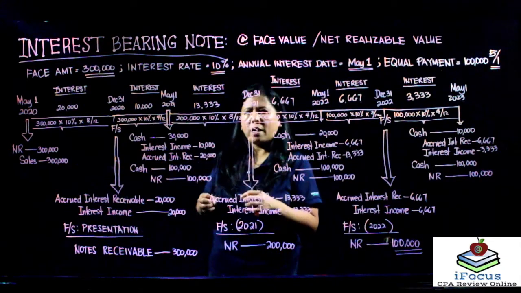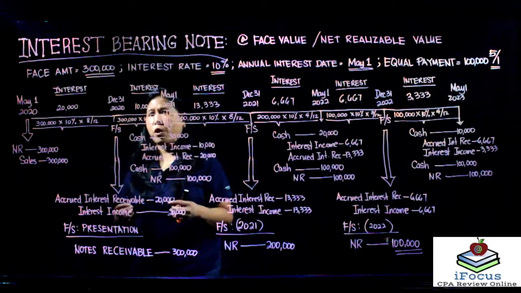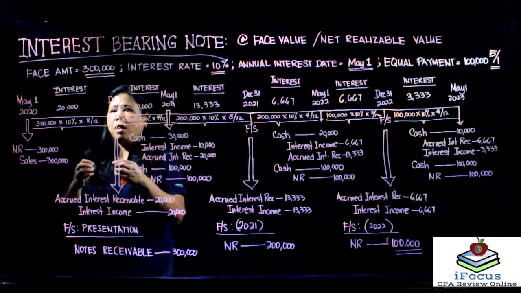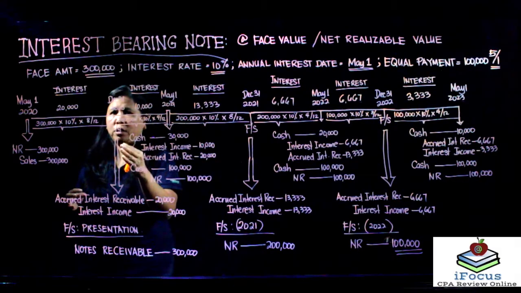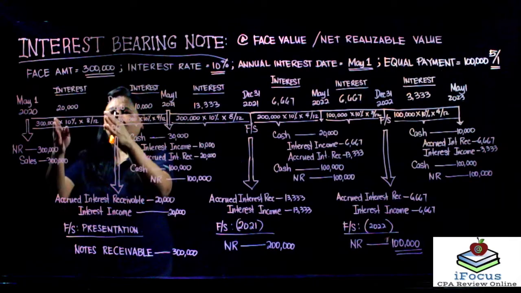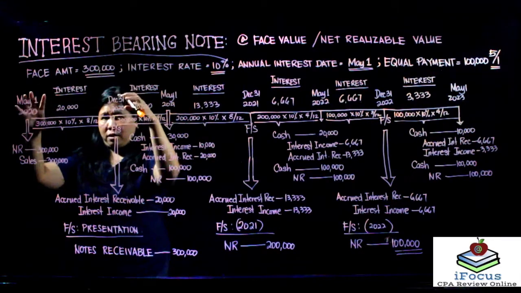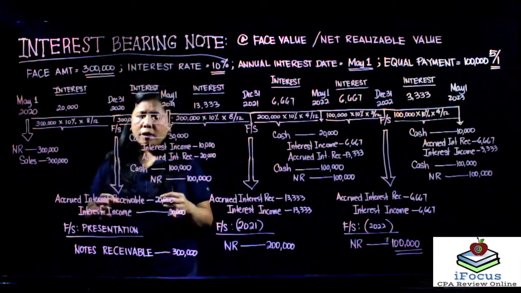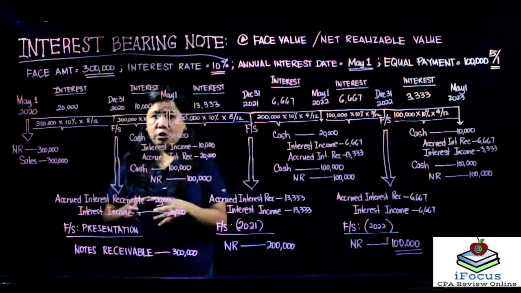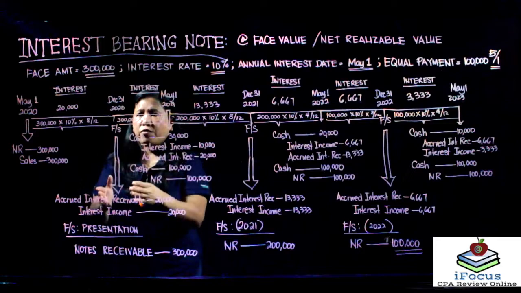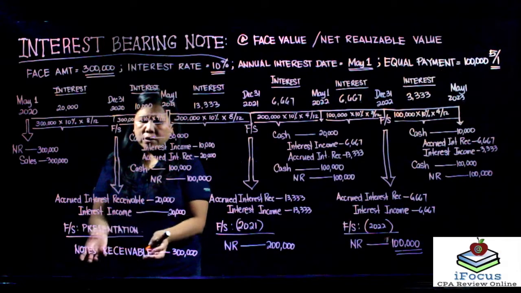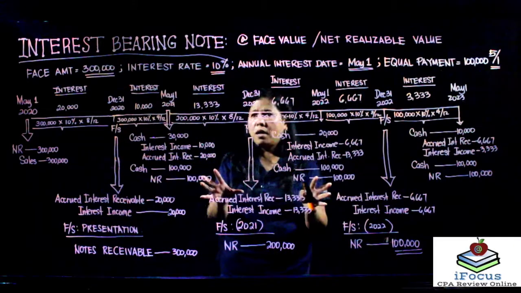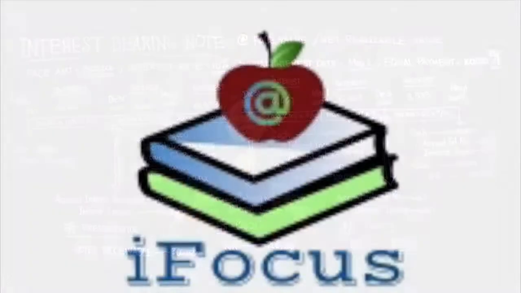So the problem on your actual exam may ask you, for example, what is the interest income of the company on December 31st, 2020? And your answer will be 20,000. That's your interest income. The problem also may ask you, what is the amount recognized on the notes receivable on December 31st, 2020? So your answer will be 300,000. The problem might also ask you for amounts on any date in this problem.